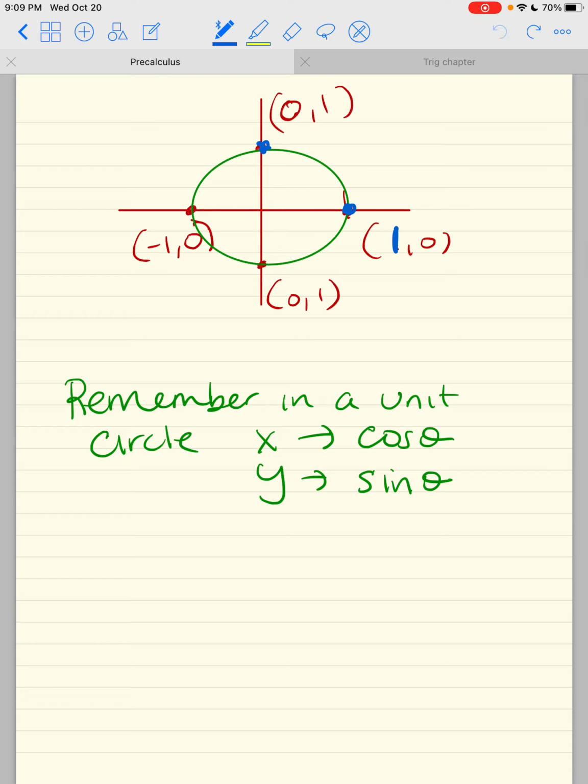Okay, this doesn't make any sense. So let's get rid of this. And then here I'm going to have (0, -1).